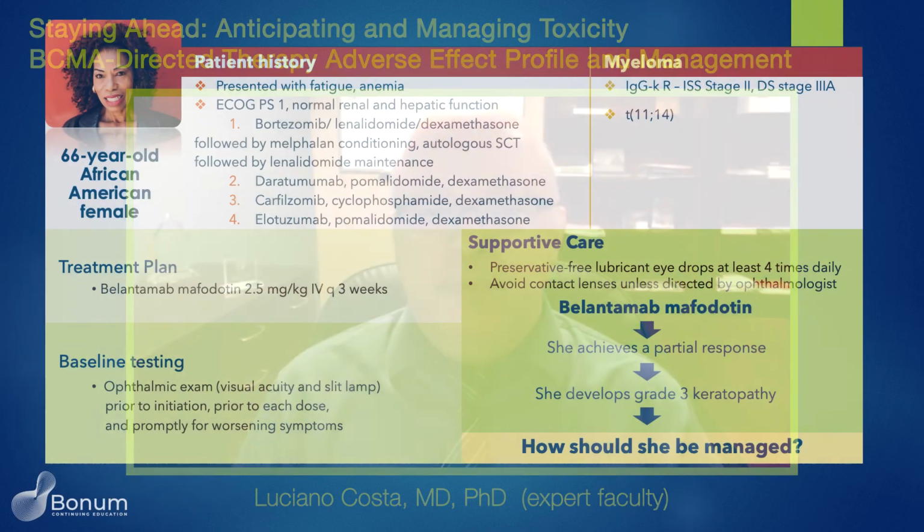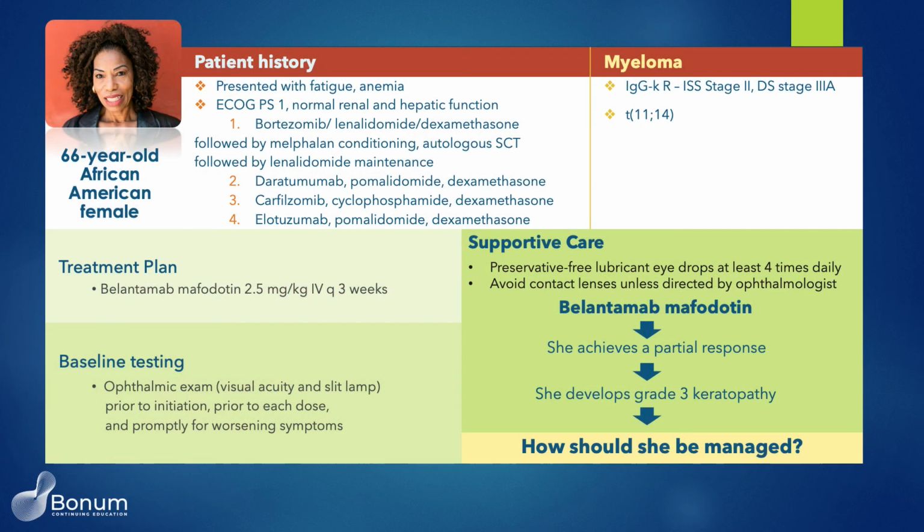We want to keep on the same topic of discussing management of toxicity of those BCMA-directed agents. And we're going to pick up that very same patient that Dr. Shah presented early on, but now instead of getting a CAR T-cell therapy, she receives belantamab mafodotin, the anti-BCMA antibody drug conjugate, at a dose of 2.5 milligrams per kilogram every 3 weeks. As part of the supportive care, this patient receives preservative-free lubricant eye drops 4 times a day. We tell her to avoid contact lenses unless directed by ophthalmologists.